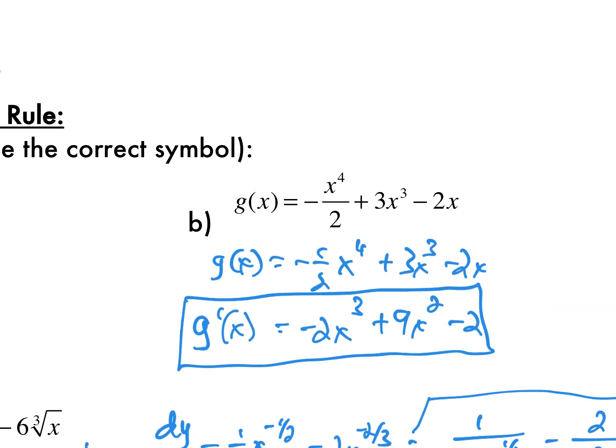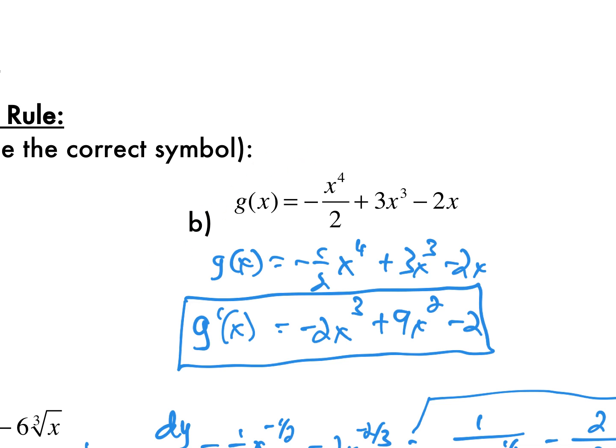And when we see part B, we notice that we've got negative 1/2 x to the 4th plus 3x to the 3rd minus 2x. So power times the coefficient to get -2, drop the power. Power times the coefficient, drop the power. Power is 1 times the coefficient is just -2, drop the power, and the variable goes. And you've got -2x^3 plus 9x squared minus 2.